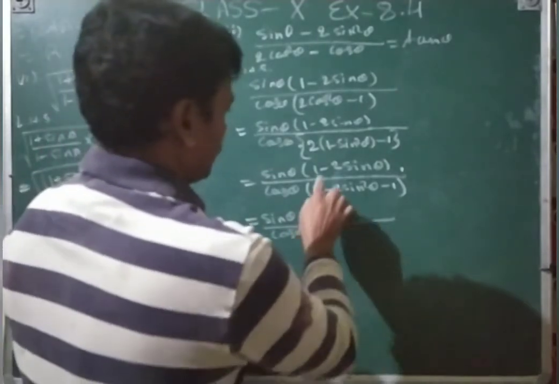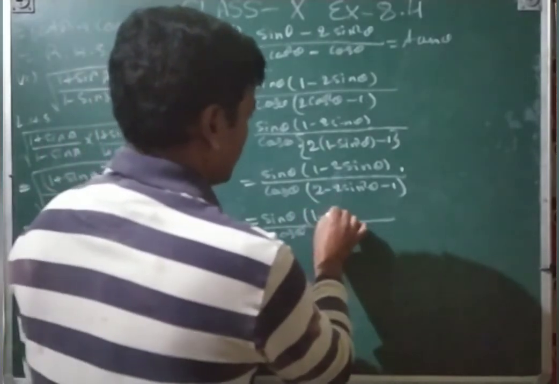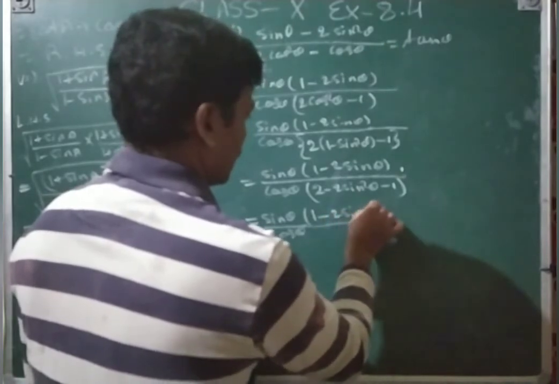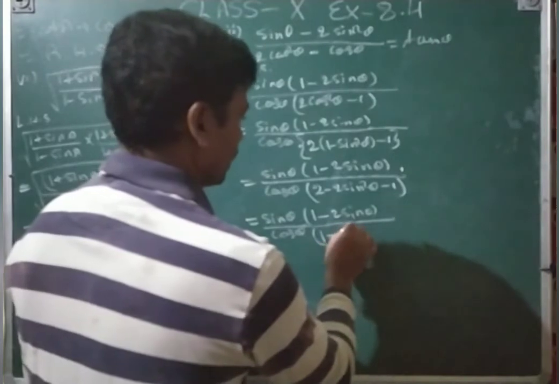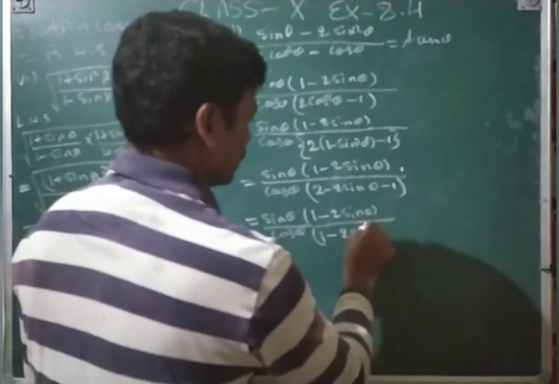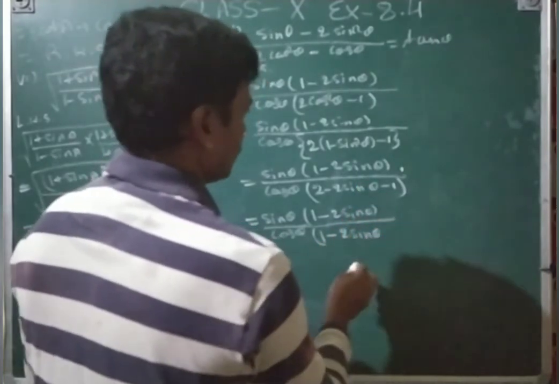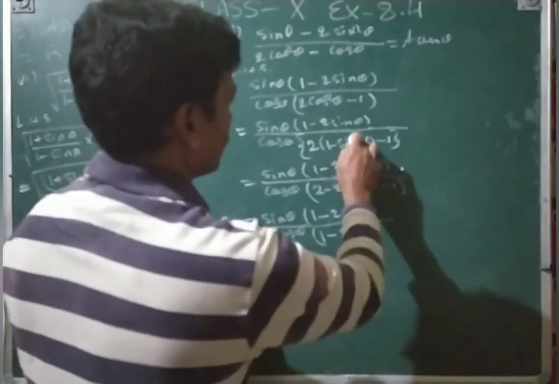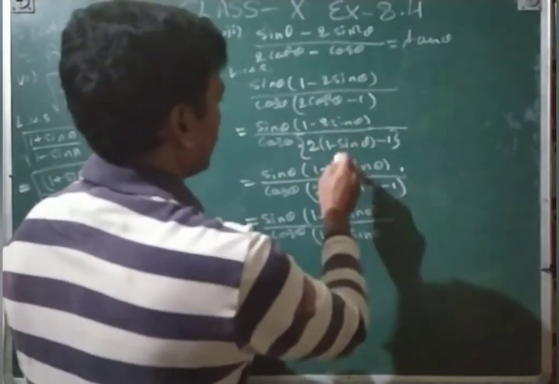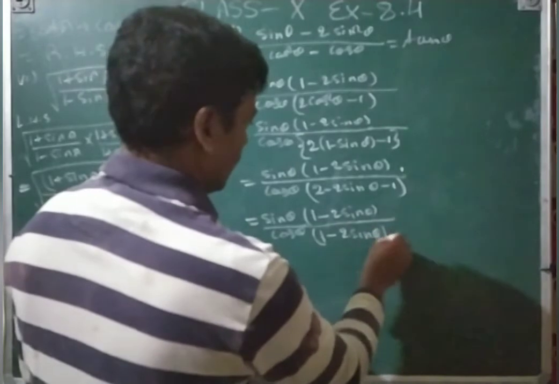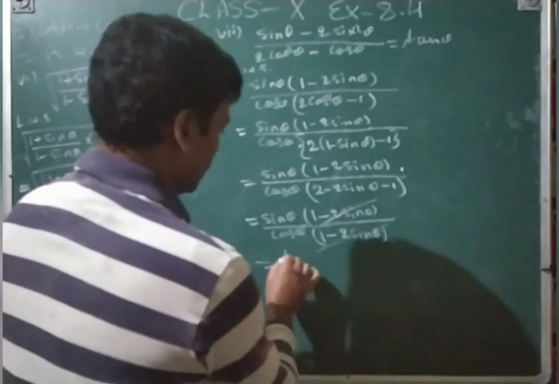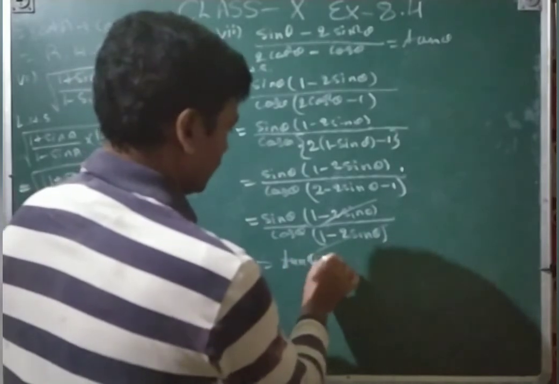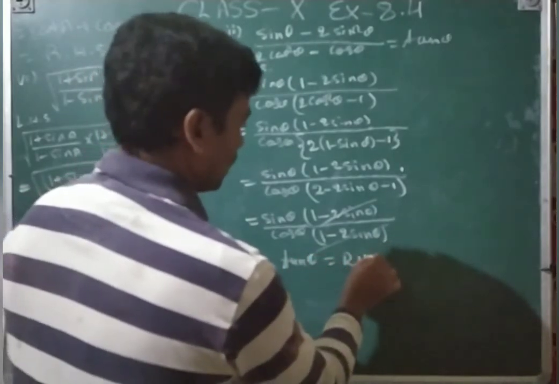And then 1 minus 2 sin square theta, so this will be cancelled. So sin upon cos means tan theta, which is equal to RHS.